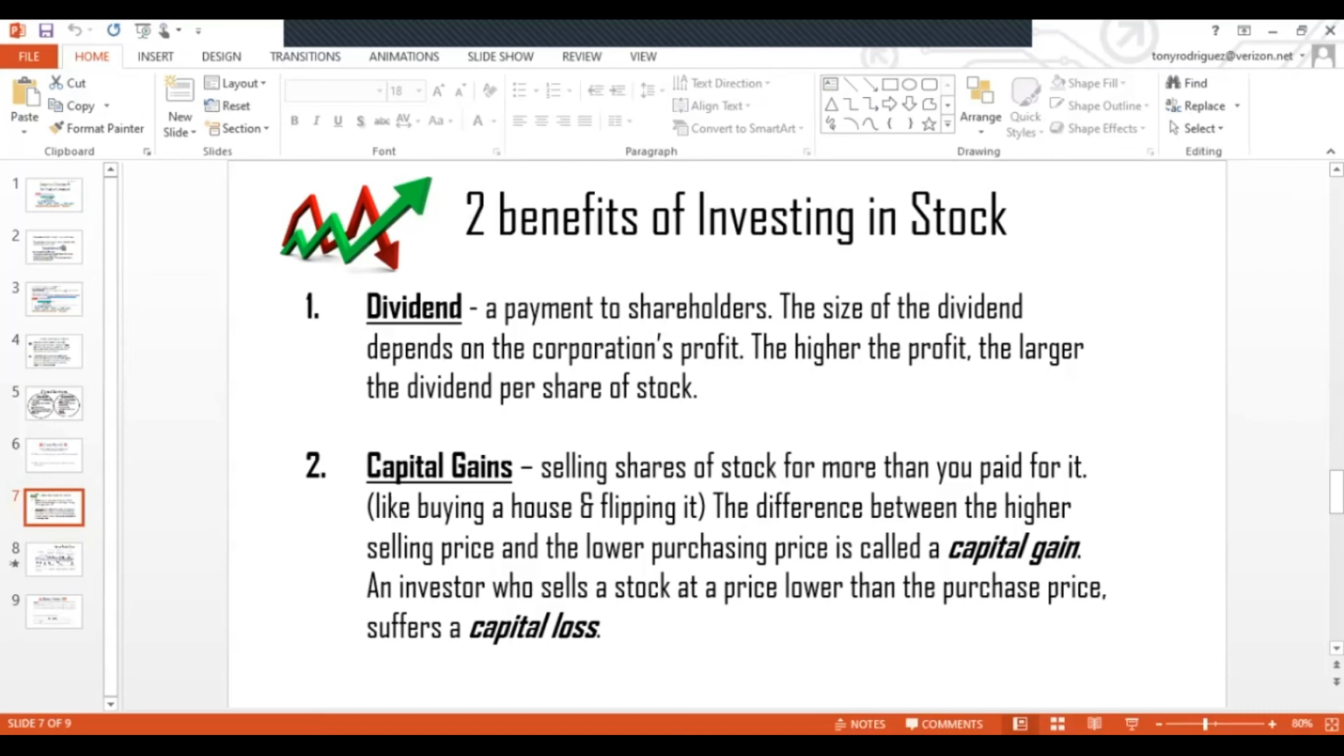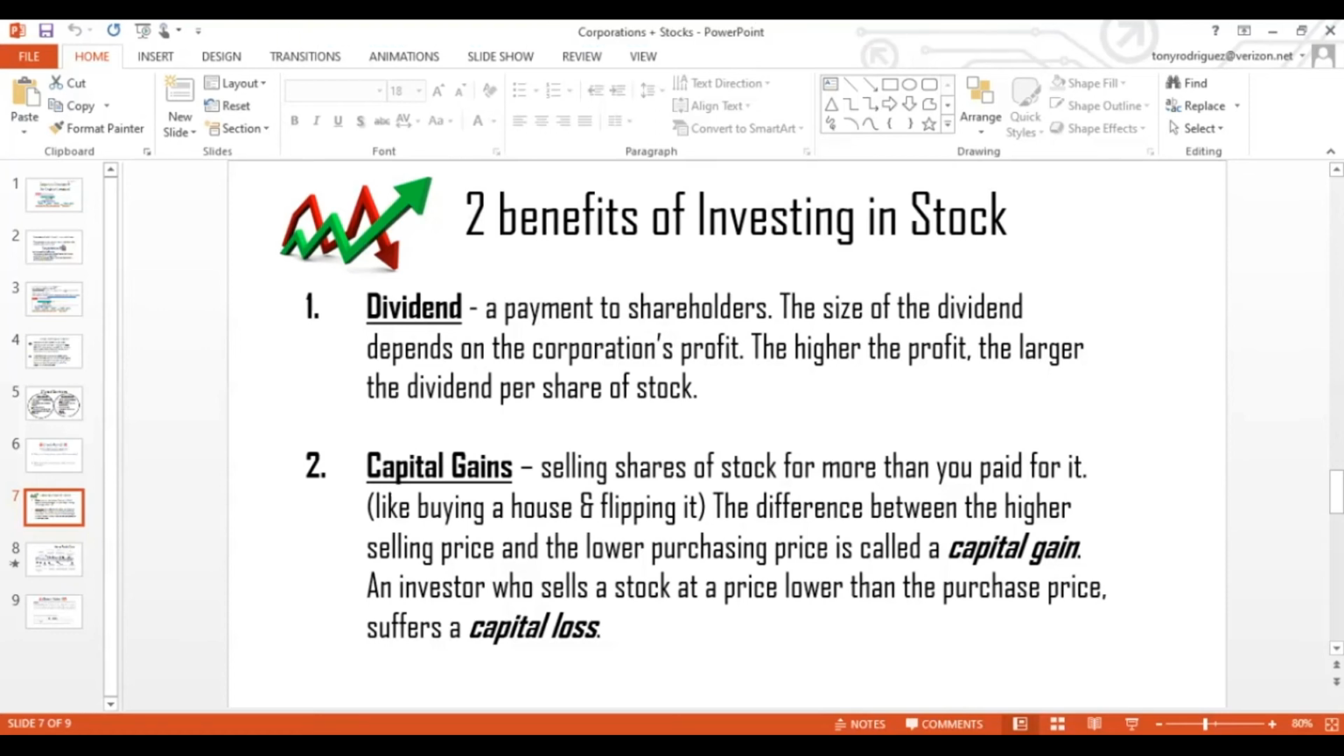What does that mean? Well, let's say you own 100 shares of stock, and you bought it for $5 a share. Well, the price of that stock goes up, and when you go to sell it, let's say you sell it for $10 a share. You're going to make $5 profit off of each share of stock that you had. You're making a pretty good profit there.